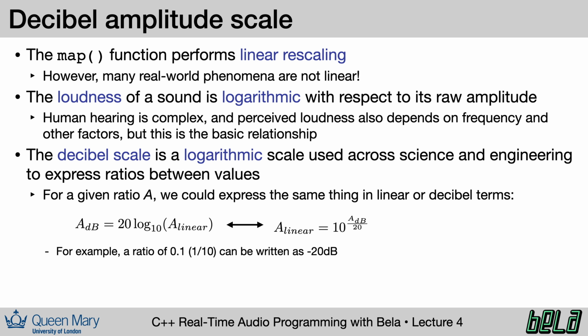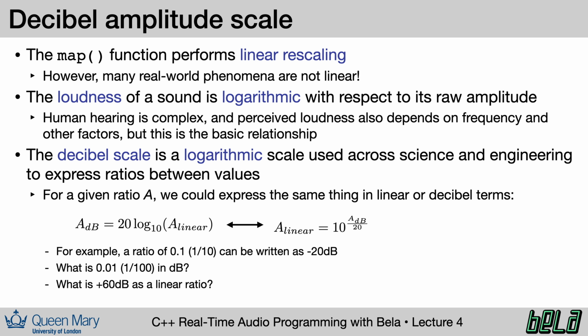To take some examples, a ratio of 0.1 or 1/10 could be written as minus 20 dB, and convince yourself that that works both ways around in these formulas. What then, for example, would be 0.01 in dB? Well, 0.01 is 10 to the minus 2, so log base 10 of 0.01 is negative 2. 20 times negative 2 is minus 40, so this is minus 40 dB.